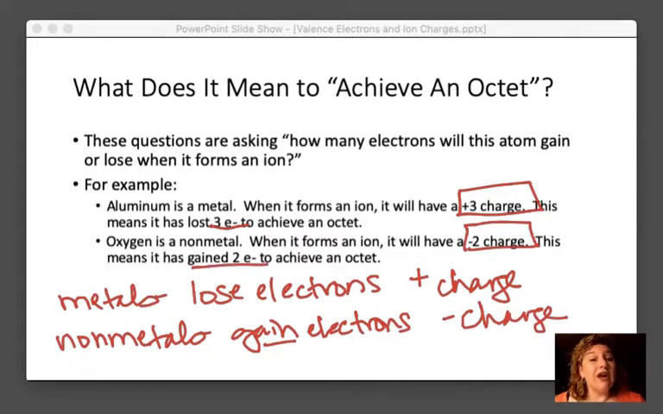Now, remember, you're trying to get to 8. Aluminum has 3 valence electrons, so it's going to lose those 3. Oxygen has 6 valence electrons, so it's going to gain 2 to get to 8, right? Lose 3 gets you back to 0, which underneath that shell is another 8, and then gain 2 over here is to achieve the whole octet full.